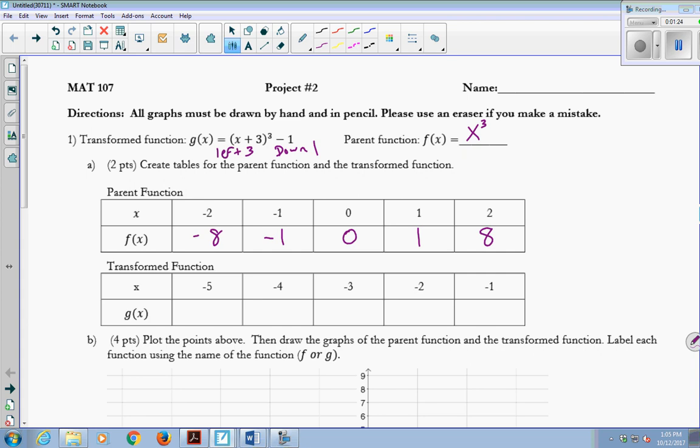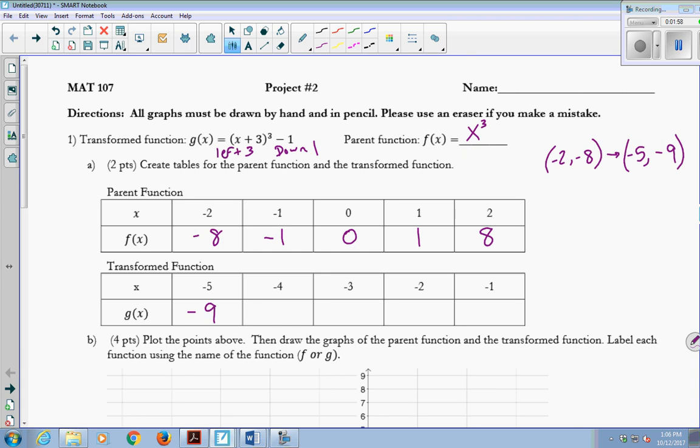Now in the transformed function, I've given you the x values, but you'll see that the points we're going to create come from the parent function points. So if I look at the point (negative 2, negative 8) and I move left 3 and down 1, to move left 3, I'm going to land at negative 5, down 1, negative 9. So I gave you the negative 5 here. You just had to know that that goes to negative 9.